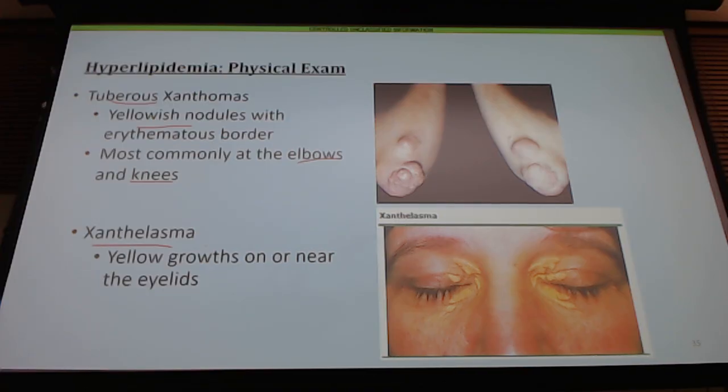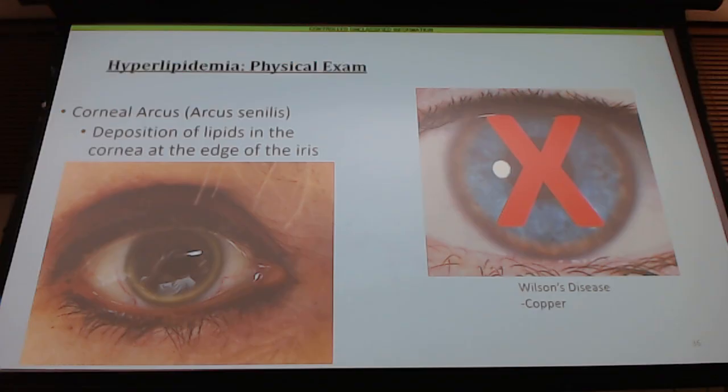Your xanthelasma is this yellowy deposition around the eyes. And this again is cholesterol that's being deposited into the skin because of that severe elevation of cholesterol. And then corneal arcus is this yellow ring that you see in the cornea, and this is lipids. So the yellow is that cholesterol, that LDL being deposited there.